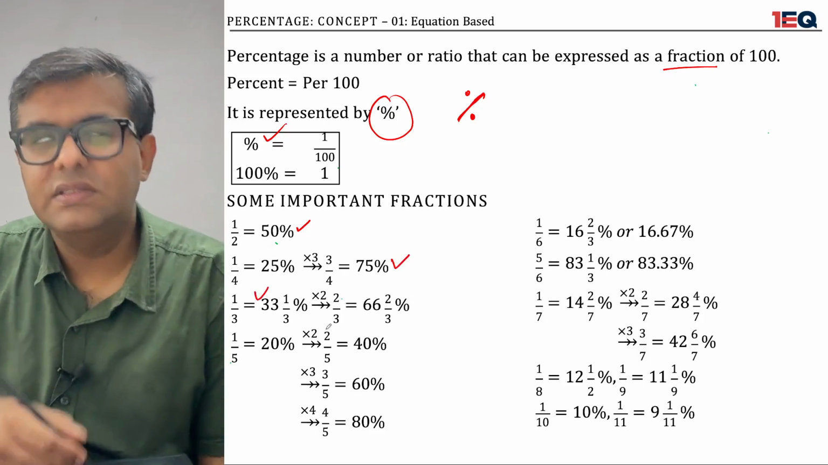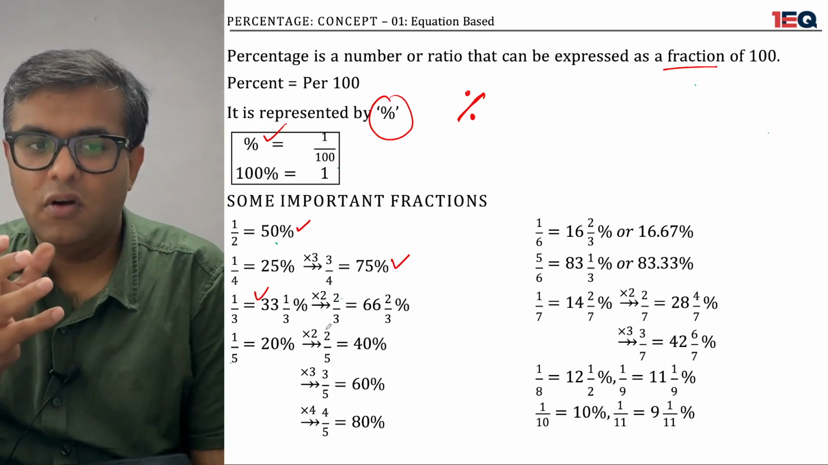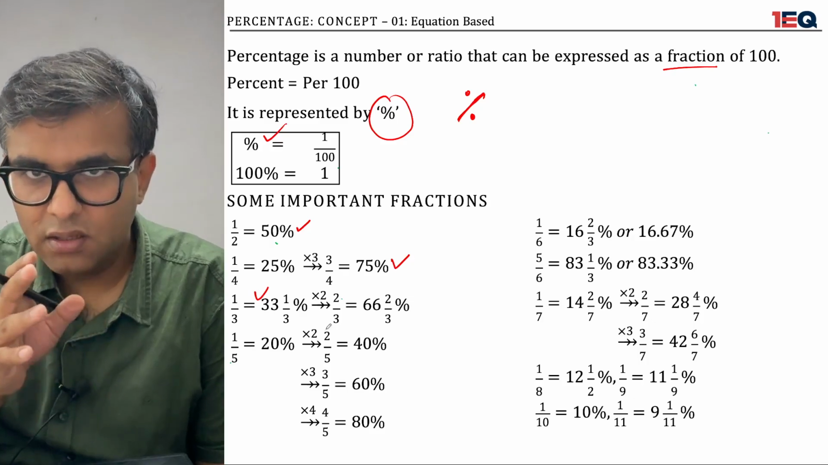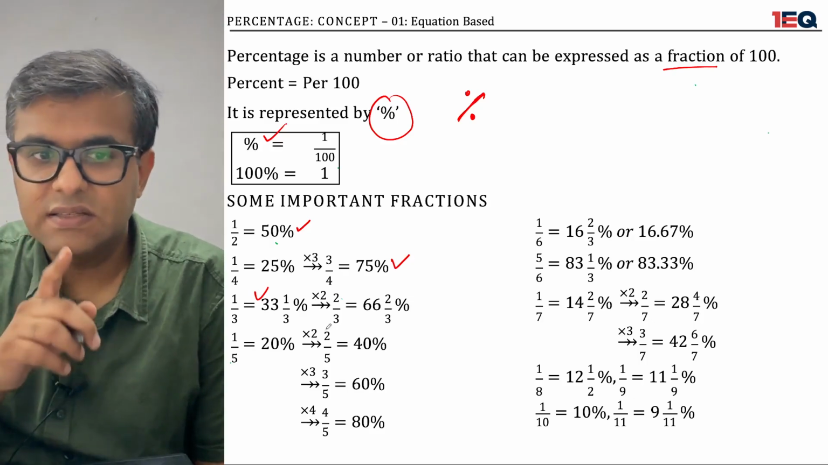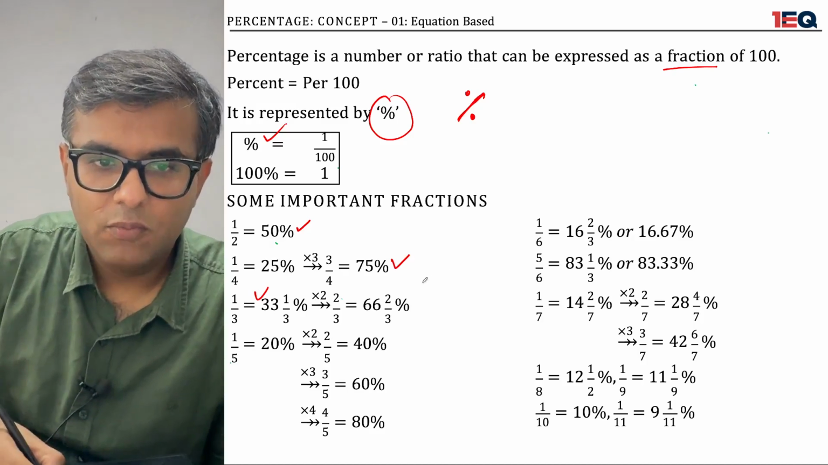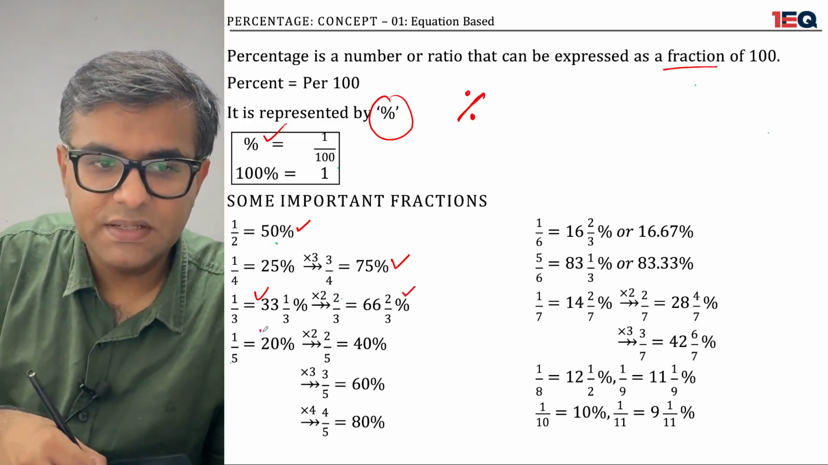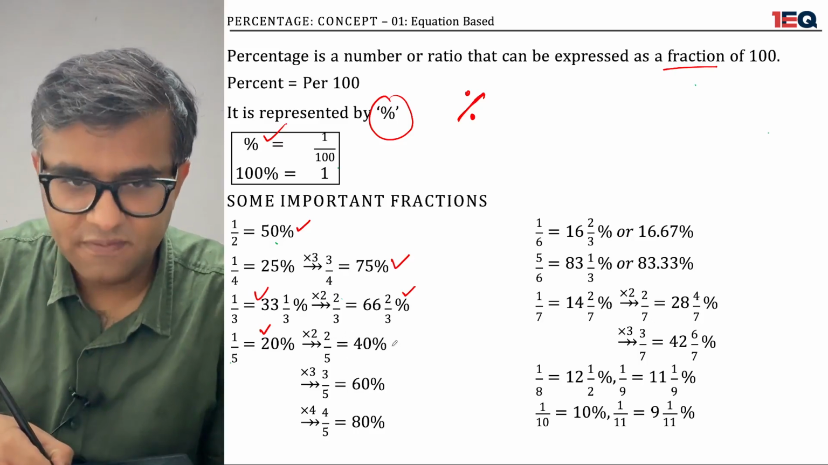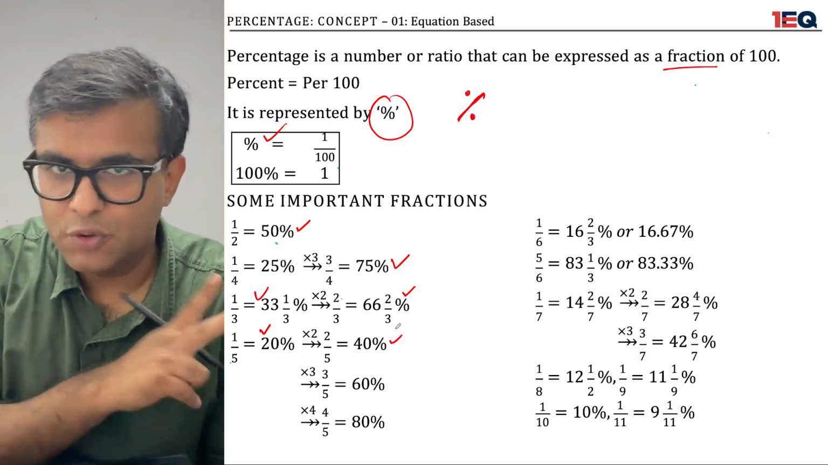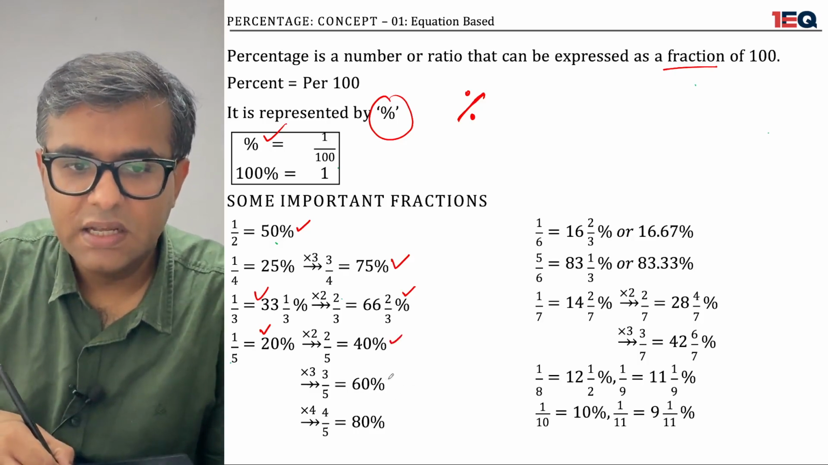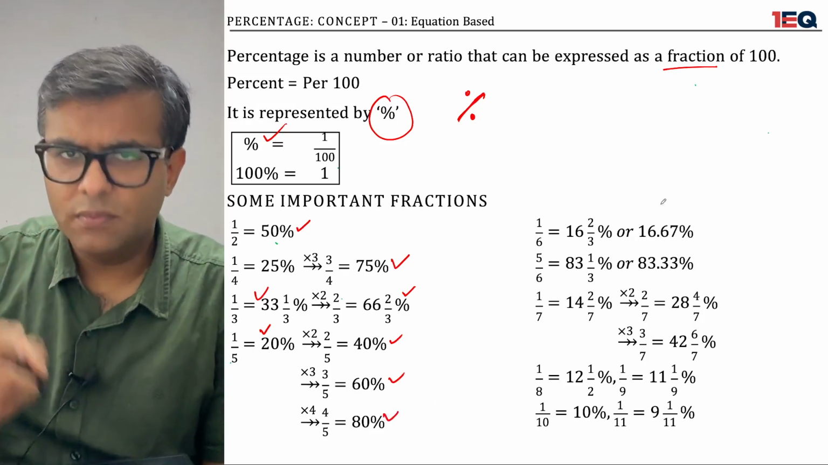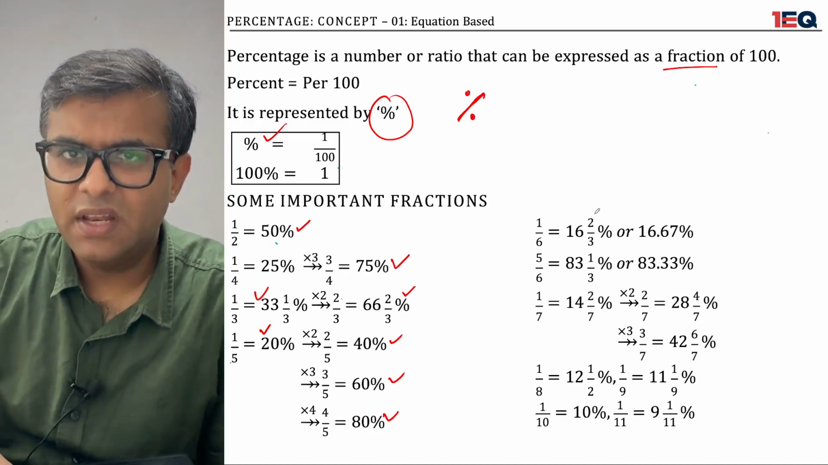2 by 3 is just a part of 1 by 3. We've just multiplied 33.33 by 2, which is 66.66. Moving on, 20% is 1 by 5. Again, 2 by 5 is twice the portion of 1 by 5, being 40%, this being 60%, this being 80%. I'm just taking you through them over and over again so that you never forget it.